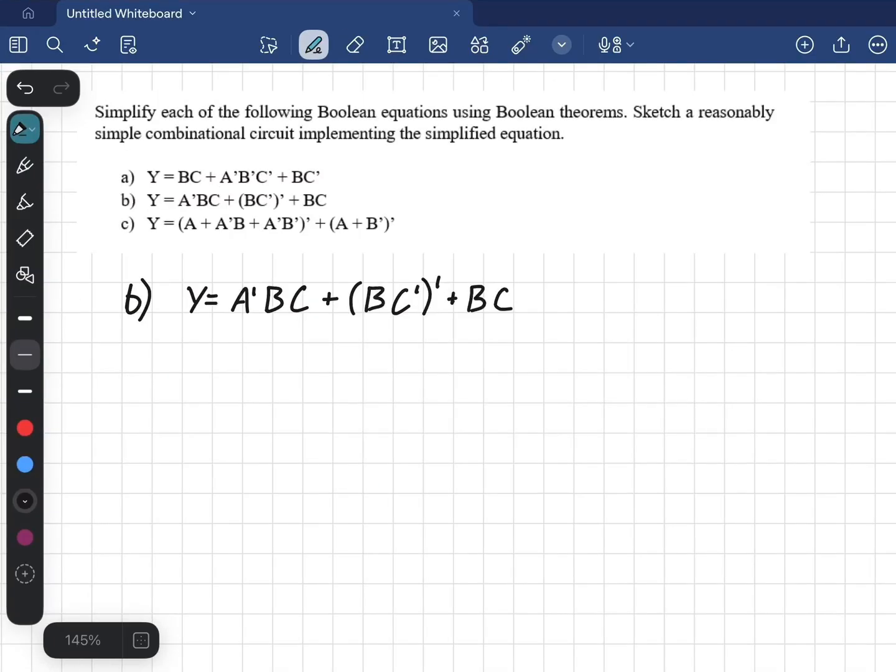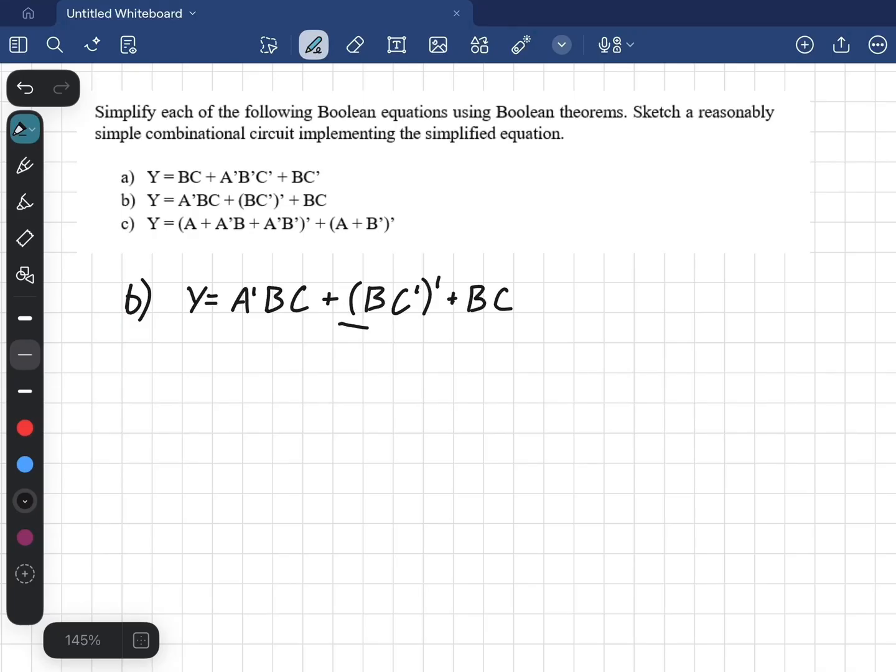When looking at this next expression, the lowest hanging fruit is that middle term wrapped in parentheses with the inversion caret next to it. Anytime you see an inversion encompassing an entire product or sum, your first instinct should be to apply De Morgan's theorem. An easy way to remember De Morgan's theorem is you flip the signs and the primes.